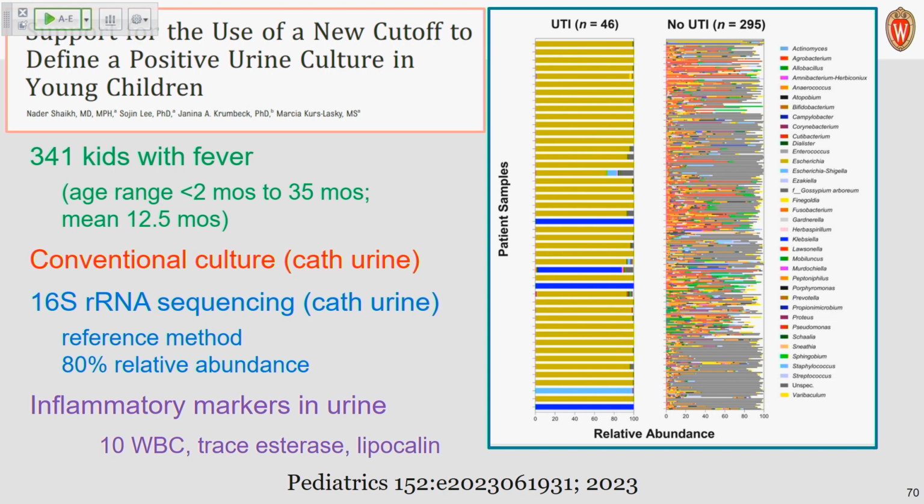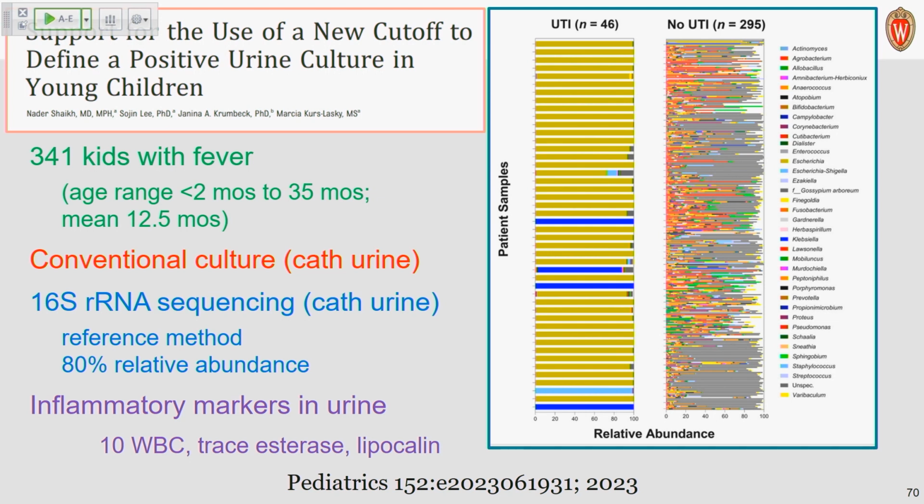So they compared conventional culture to 16S ribosomal RNA sequencing. They used the sequencing as the reference method, or the gold standard method, right? And the parameter within the sequencing, they're looking for 80% relative abundance. So as you know, especially in dirty urines, quote unquote, we can have a big mixture of bacteria. And the no UTI group is on the far right of that colored picture, and you see all the different colors representing the whole gamut of schmutz-type organisms in those no UTI cultures.